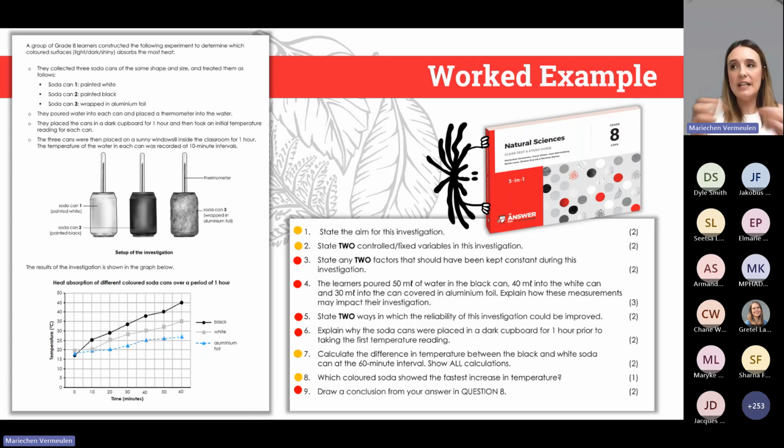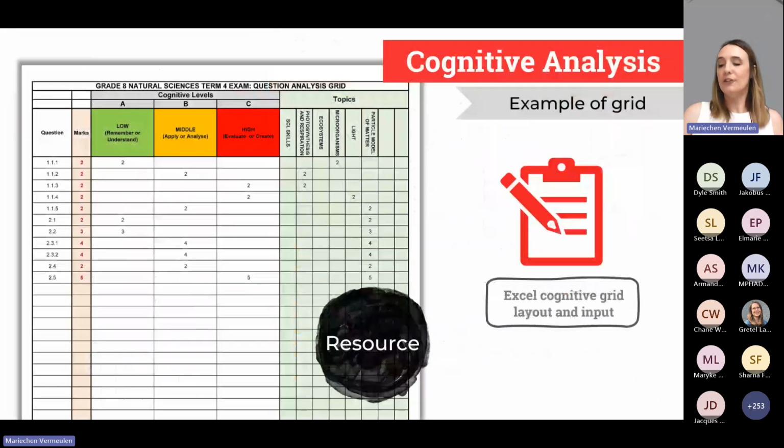Question 3 says to state any 2 factors that should have been kept constant, which means it's not given. Learners need to think for themselves. They need to create an answer to some extent, and evaluate: if I did this experiment, what other things would I have had to control that aren't mentioned? So that is a way in which you get the higher order. Scientific investigations basically are where we get our higher cognitive levels, and that's part and parcel of why we need to include them in our assessment. Okay, right, almost at the practical part.